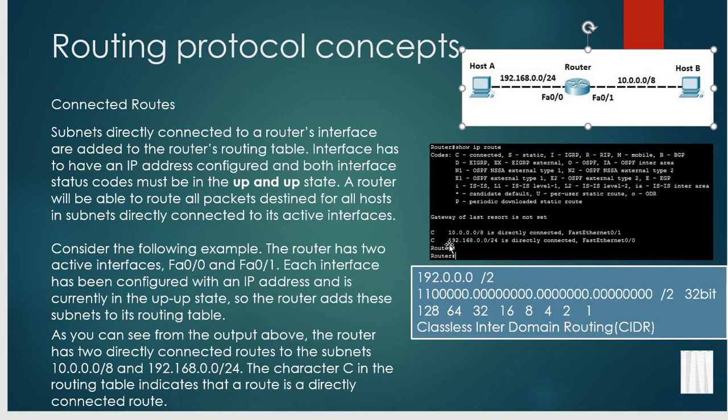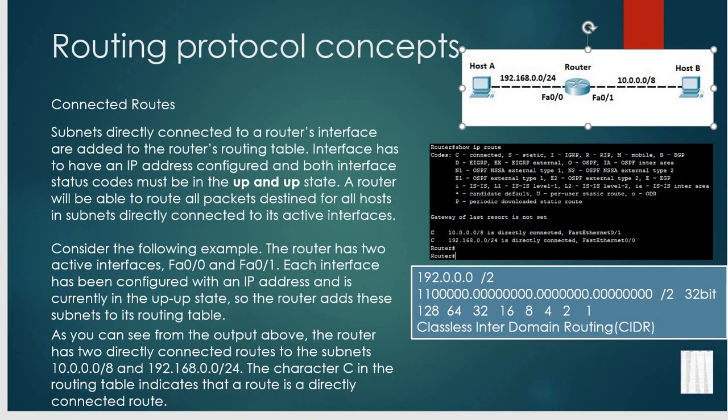And on this next interface, 192.168.0.0/24 is directly connected, and the interface is FastEthernet 0/0. That's all the router knows in the connected routes. Its interface is configured with an IP address and is currently in the up and up state, so the router adds those subnets to the routing table. So it is added only in the routing table.